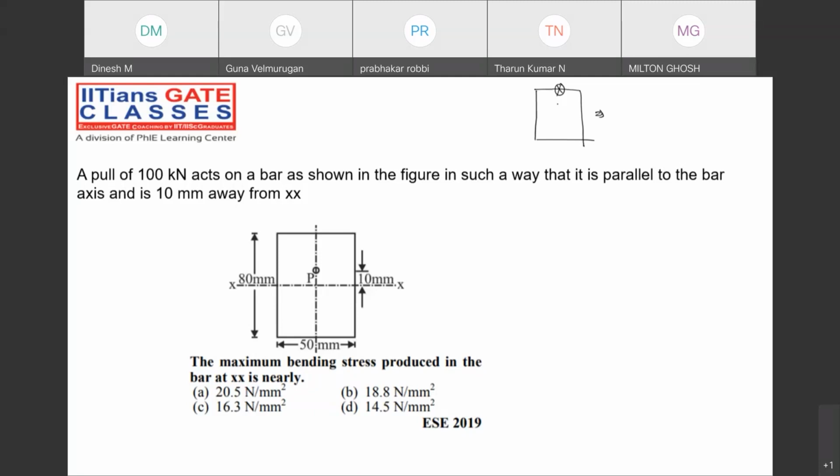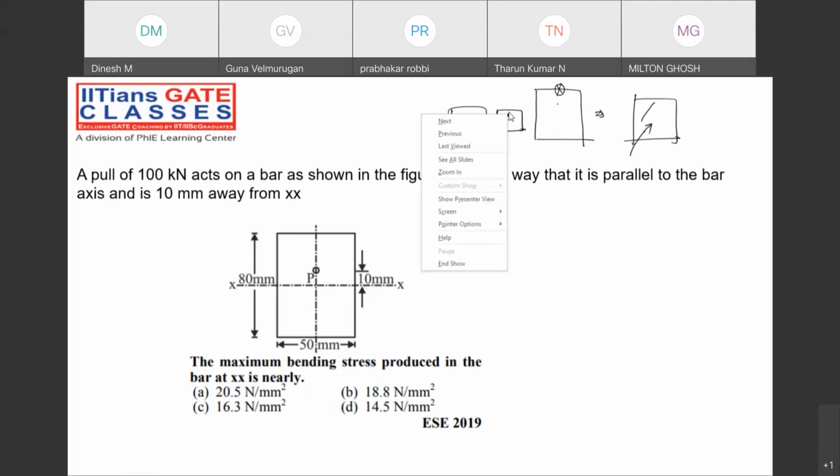Whenever the forces are applied towards the cross section, then it is a cross symbol. Whenever the forces are applied away from the cross section, then it is represented like a dot. So here they mention dot.